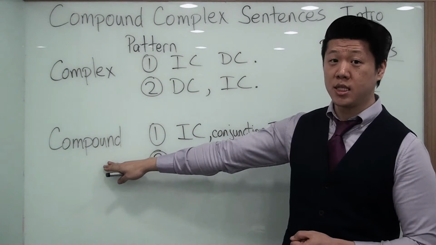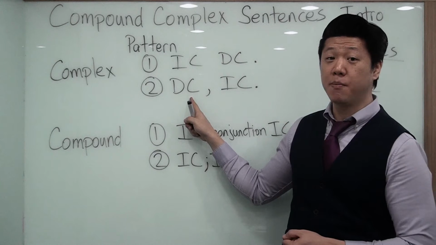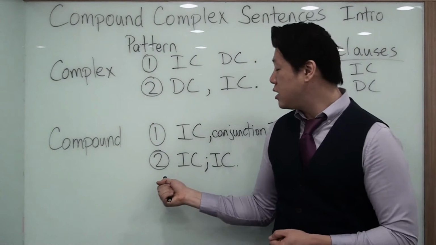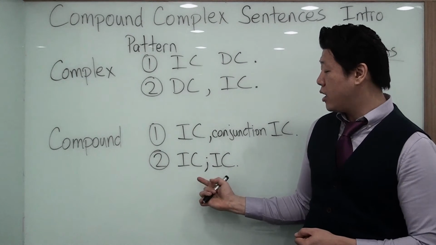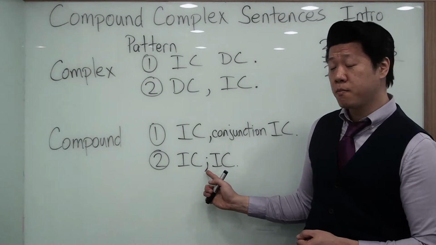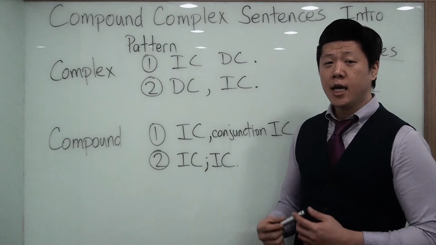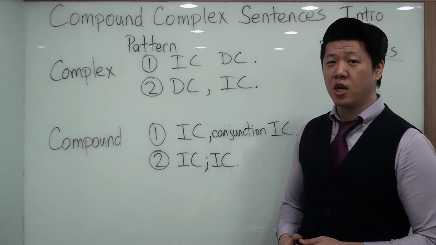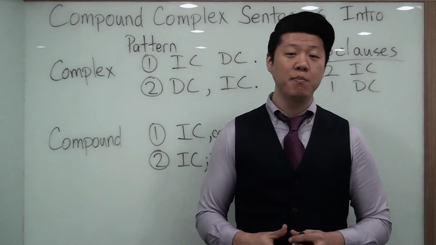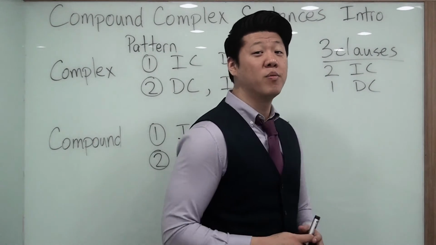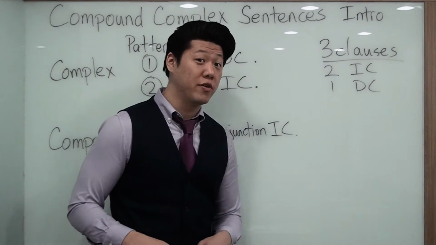A compound sentence does not have a dependent clause. You need to have two independent clauses together with either a semicolon or with a conjunction. The conjunctions that we used in our previous lesson were the fanboys conjunctions. If you don't remember those, go back to our older videos.